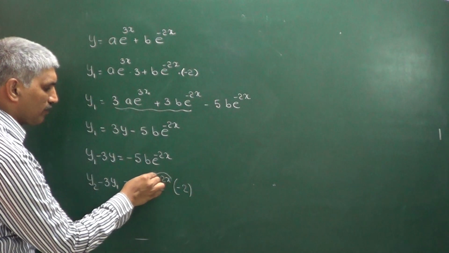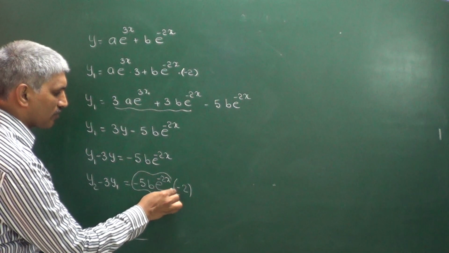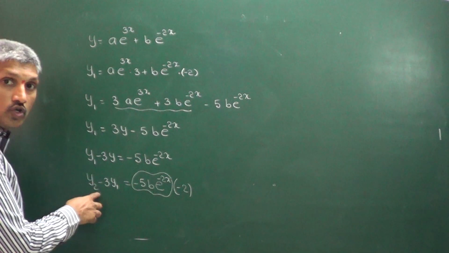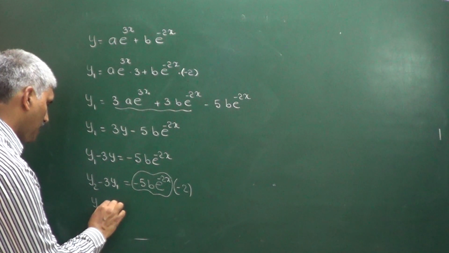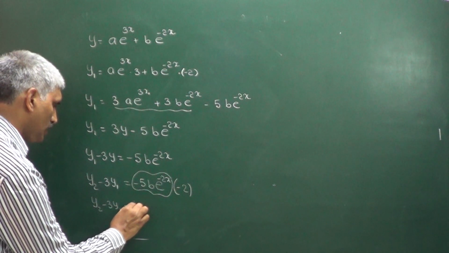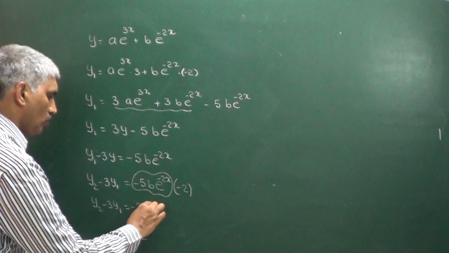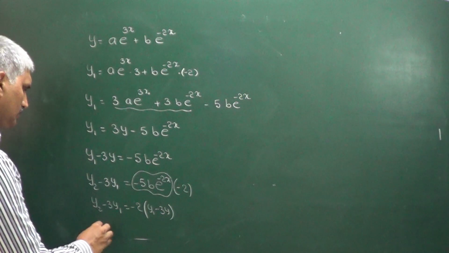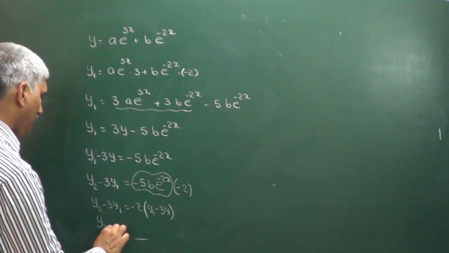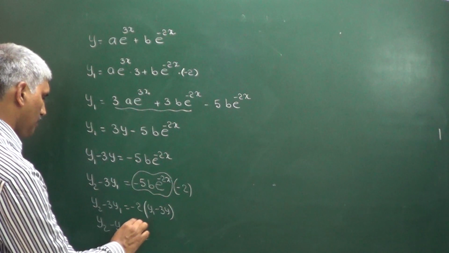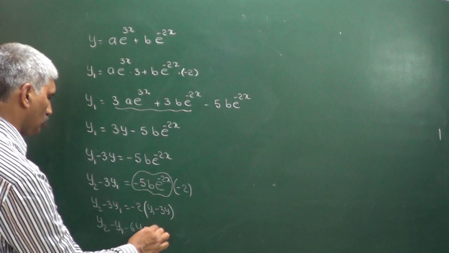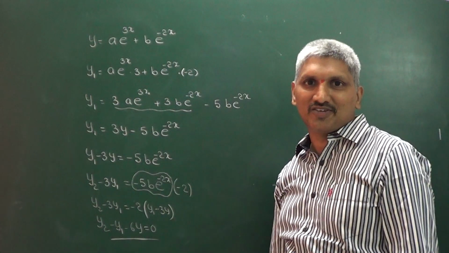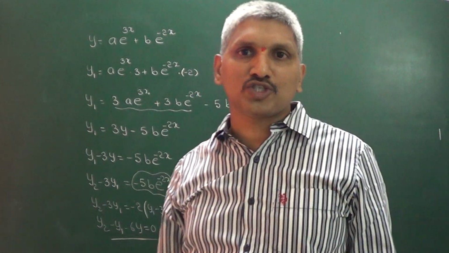Now tell me, in place of minus 5 into b into e to the power of minus 2x, what can we write? We can write y1 minus 3y. So we will get y2 minus 3 times y1 is equal to minus 2 into (y1 minus 3y). What about the simplification? After simplification you will get y2 minus y1 minus 6y is equal to 0. So for this family of curves, this is the differential equation. This is the way we have to do this particular question for the board exam.